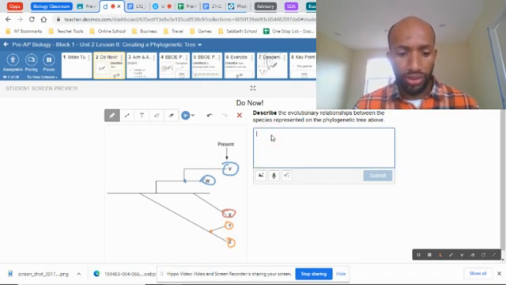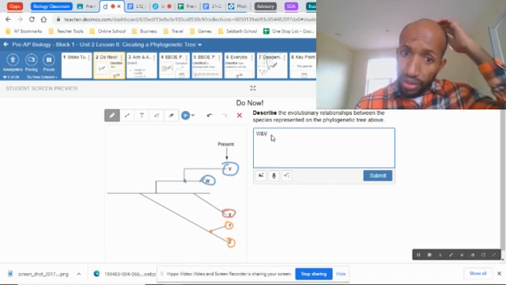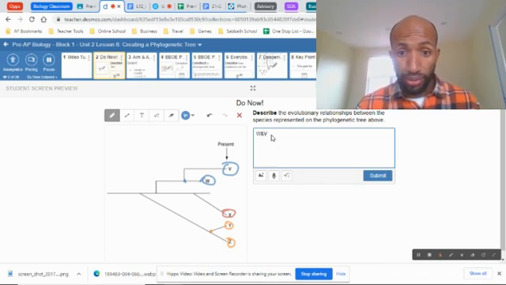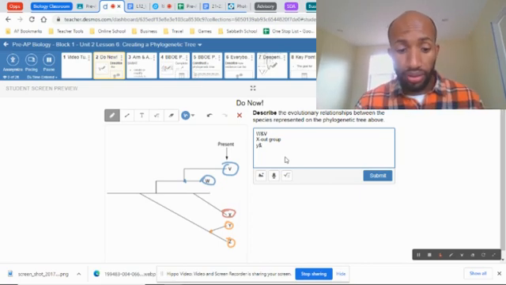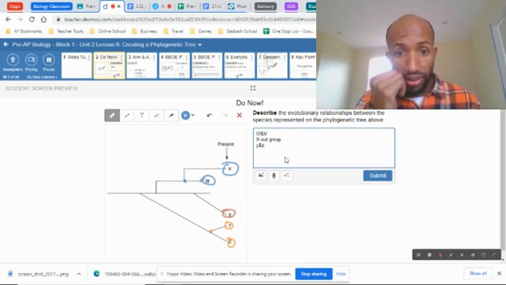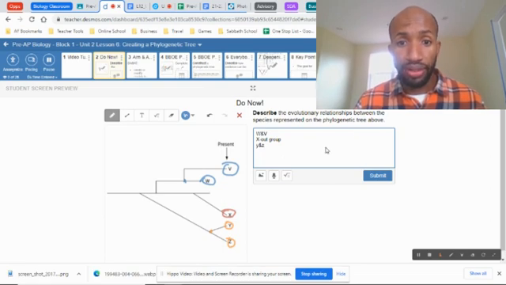So in your description, you should have something about W and V. Are they closely related or no? You should have something about X. Notice X is all by itself. So there's a special name for that. I'll give it to you here. It's called the out group. And you should have something about Y and Z. Are they closely related? Are they not closely related? That kind of thing.